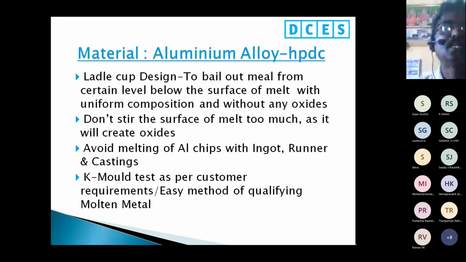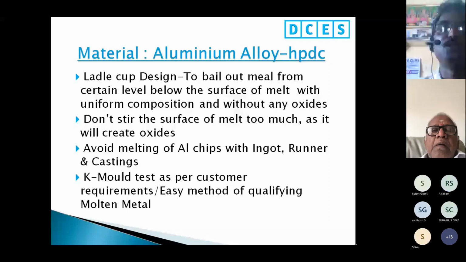And the ladle cup design. This is also to eliminate oxide metal entering the molten metal, to bail out metal from a certain level below the surface of the melt with uniform composition and without any oxides. Normally we use the ladle cups in open type. Some designs are available in the market. The top side is closed and a small lid is opened, a small slit at 10 to 15 mm below the top surface of the ladle. So what will happen, the good liquid metal goes into the ladle. So good metal is poured into the shot sleeve, and we will get good components.